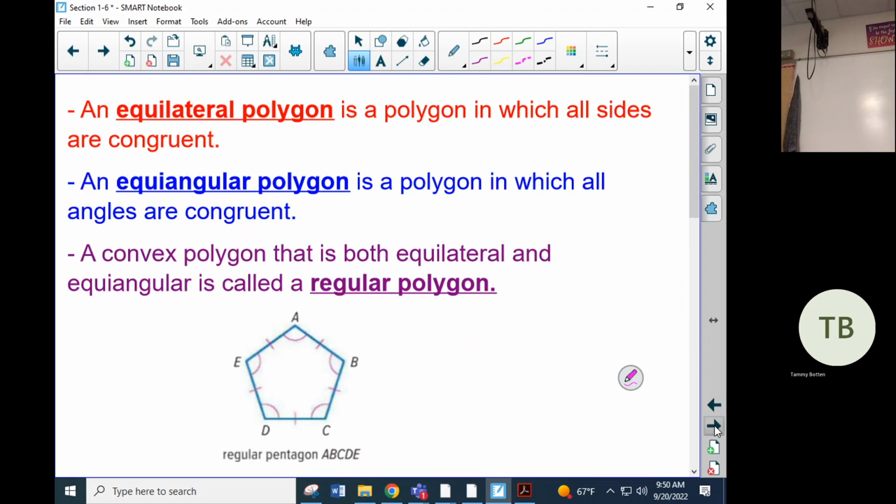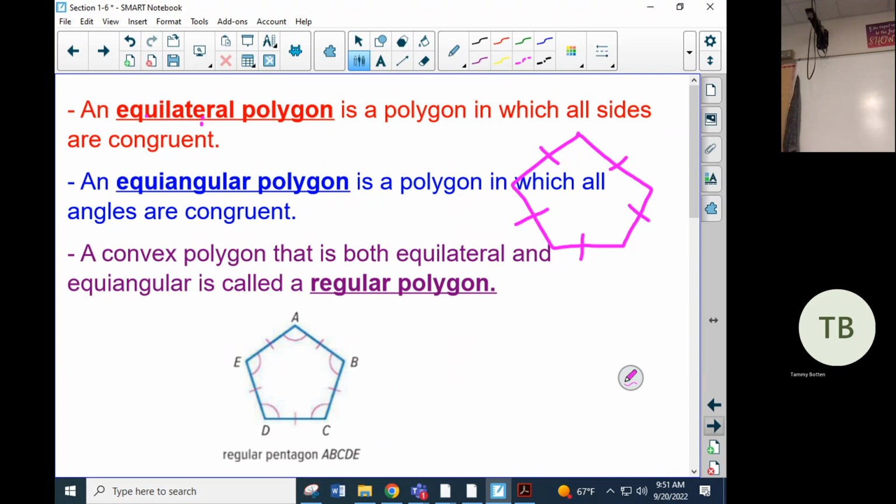The next thing that we're going to talk about is really what we want to know, regular, but to lead to that, we have to first talk about what equilateral means. In this word, equa means equal, lateral means sides. So a polygon that is equilateral has all of its sides congruent. So equilateral would look like that. And it would have to have the same amount of dashes on all of the sides.